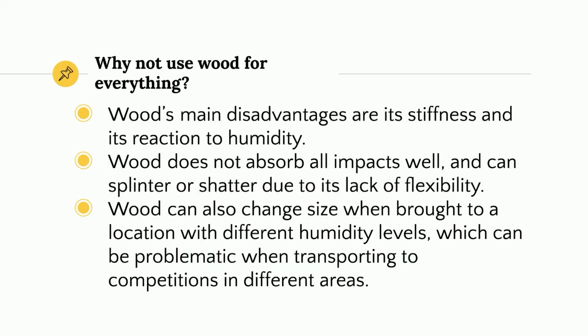So why don't we use wood for everything? The main disadvantage of wood are its stiffness and its reaction to humidity. Wood does not absorb all impacts well and can splinter or shatter due to its lack of flexibility. Essentially, if you've ever seen someone in martial arts class chop through, punch through, kick through wood, that will happen to your robot. If some sort of sharp impact happens to the wood, it will shatter or break, similar to acrylic.